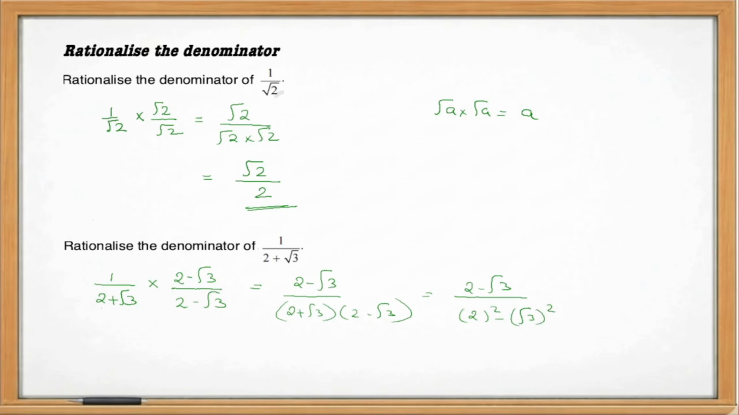So I'll just write the identity here. (a + b)(a - b) is equal to a square minus b square. Now our answer is 2 minus root 3 divided by 2 square, which is 4, minus 3, which is equal to 2 minus root 3 by 1. That we can write as 2 minus root 3. So this is our answer. I hope you understood. Now let us go to the next page.